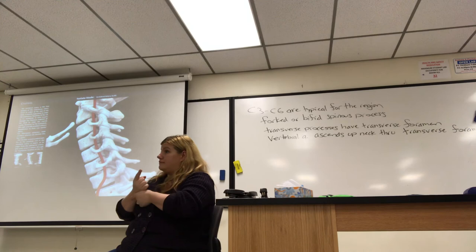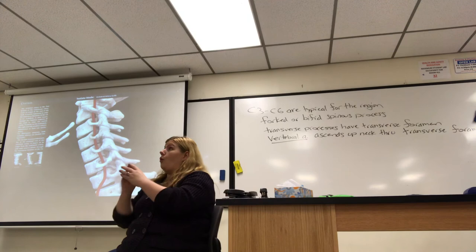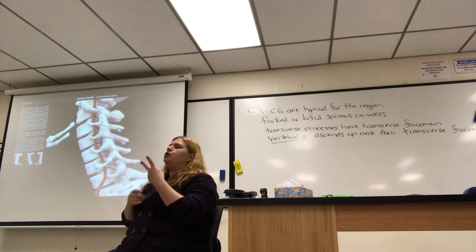So there is one artery you have to know in this class, or at least that one. That's an important one. There's only two arteries that enter the skull to supply blood to the brain, and that's one of them. So I think that's good for you to know now, because it ascends through the transverse foramen. Okay, well anyways, that's another clue. I think those are the two best clues to know you're looking at a cervical vertebrae.